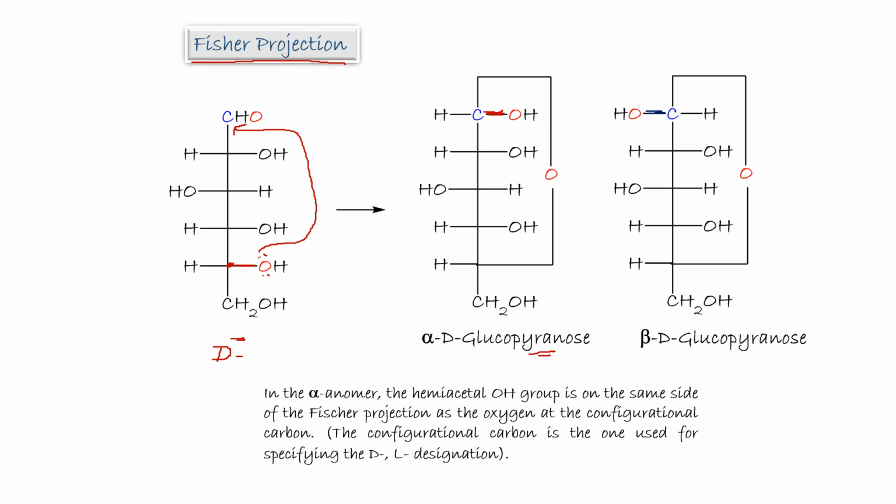If the OH is in the same direction as the OH here, both on the right hand, then it's alpha. And if it is the other way around, this is left and this is right, then it is beta. So once again, in the alpha anomer, the hemiacetal OH group is on the same side of the Fischer projection as the oxygen on the configurational carbon. What is the configurational carbon? It is the one used for specifying if we have D or L designation.